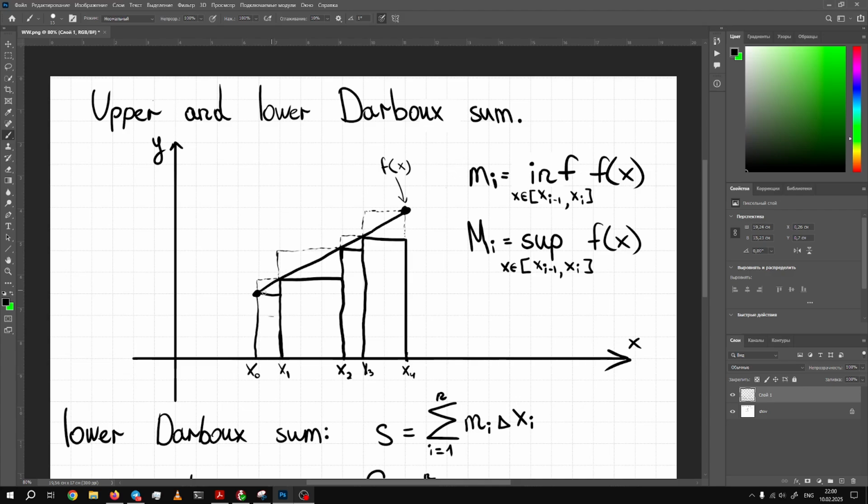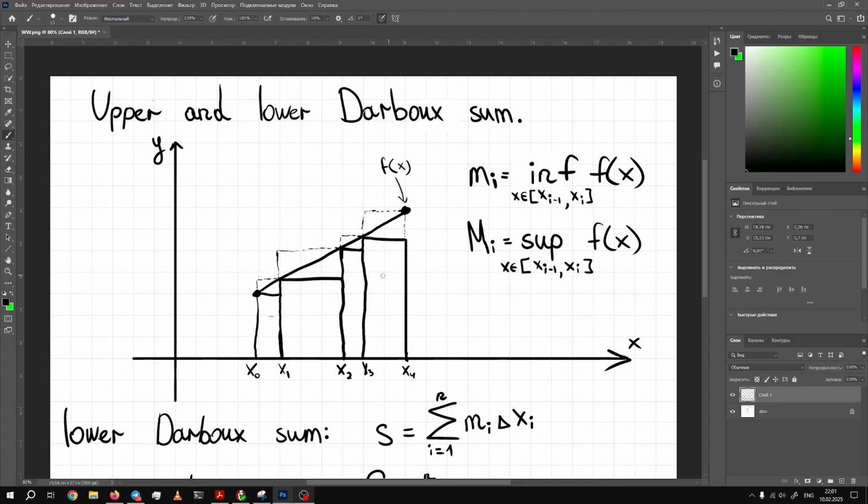As you can see in our graph, we have a function f of x which is increasing. What is m small i? m small i is the infimum on some interval, and this interval is denoted as x i minus 1 until x i. So for example, this is one interval where we can find the infimum, or this one is also an interval, or this one, or this one.